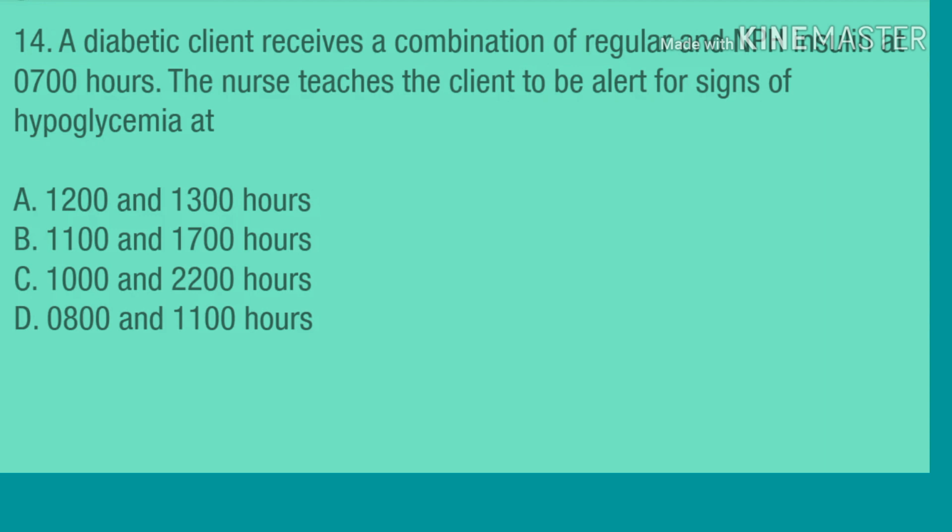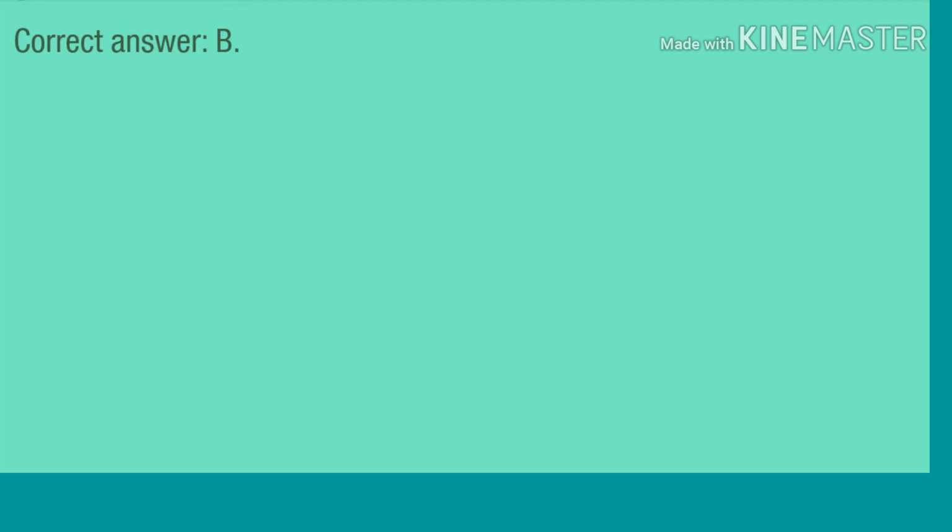Question 14. A diabetic client receives a combination of regular and NPH insulin at 0700 hours. The nurse teaches the client to be alert for signs of hypoglycemia at A. 1200 and 1300 hours. B. 1100 and 1700 hours. C. 1000 and 2200 hours. D. 0800 and 1100 hours. Correct answer, B.